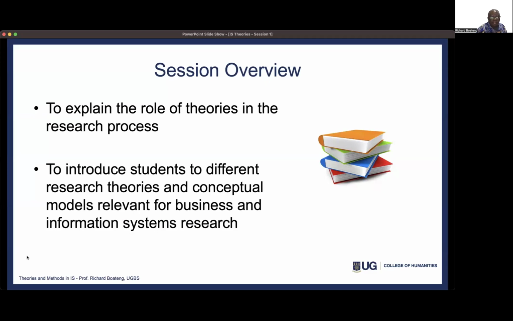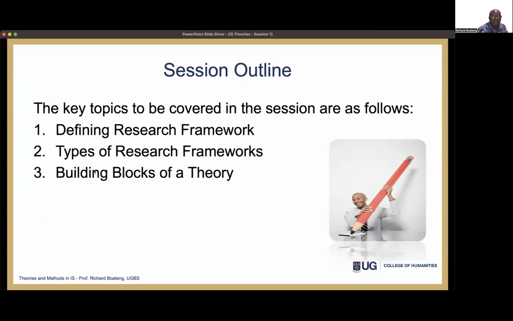So what you tend to realize is that by the time we finish this course, in this particular session, we'll try to introduce students to different research theories and conceptual models relevant for business and information systems research. My session outline is as follows: defining research framework, the types of research framework, and building blocks of a theory.